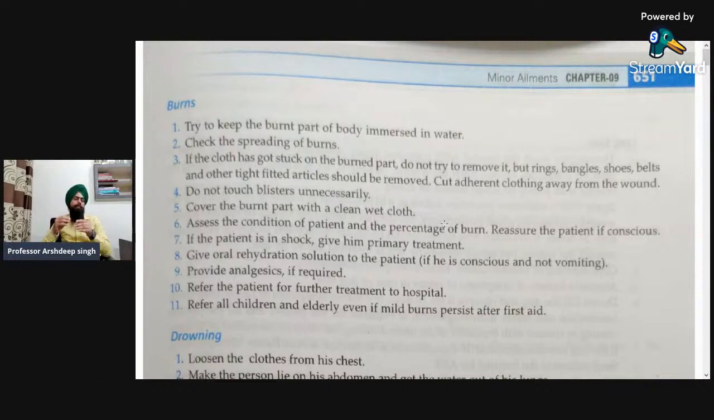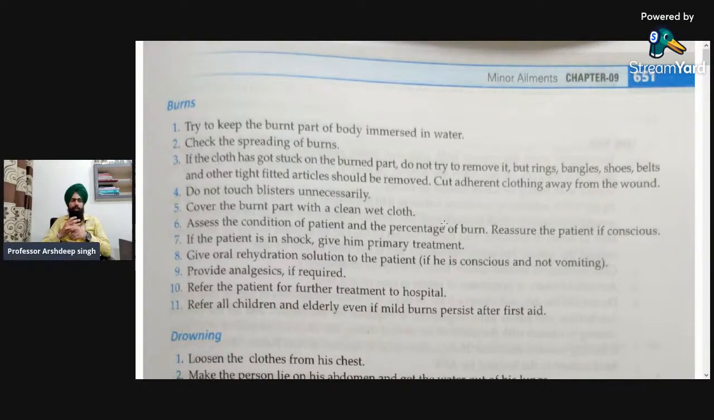Next, if cloth has got stuck on the burnt part, don't try to remove it, because if the cloth is stuck on the skin, removing it can peel the skin off and cause bleeding, and that may result in infection. So don't try to remove it. But rings, bangles, shoes, belts, and other tight fitted articles should be removed because these can cause any mishap or result in worsening of the condition.